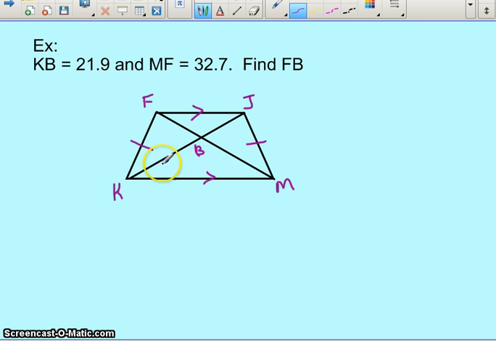Alright, so we got KB here is 21.9. And we've got MF all the way across here is 32.7. We're supposed to find FB.